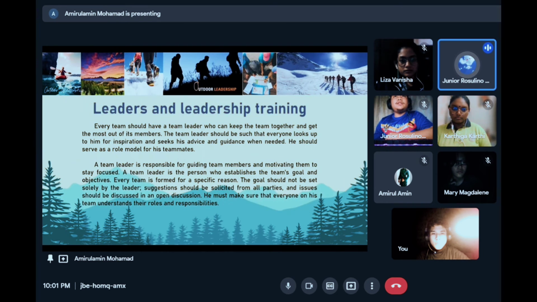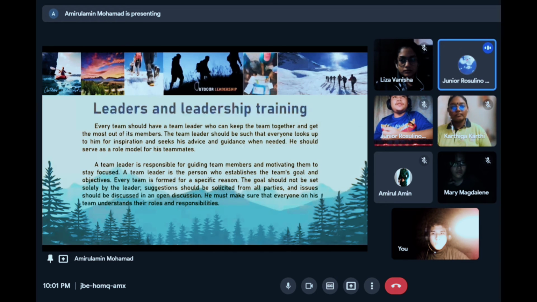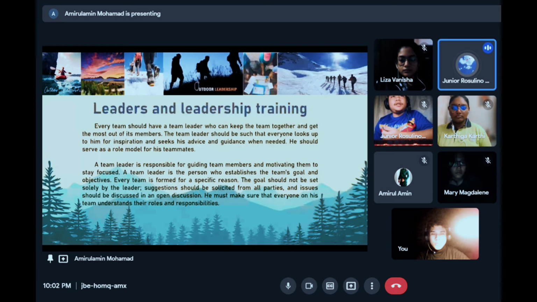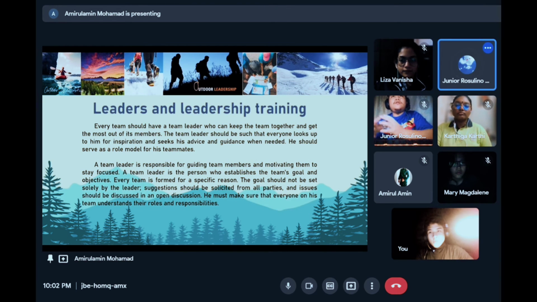A team leader is someone that everyone looks up to for inspiration and guidance. A team leader is responsible for guiding his team members and motivating them to stay focused. A team leader is a person who establishes the goals and objectives. A team leader is formed for a specific reason.